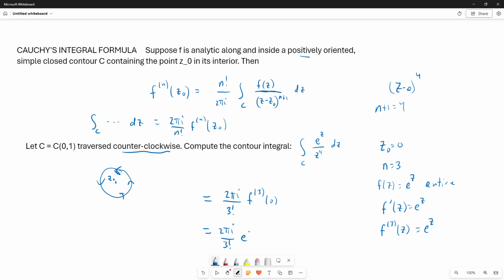We have to plug in the number z0, which is 0 in this case. And e to the 0 is 1. So simplifying, this is 2 pi i over 6, or pi i over 3. The value of the integral is pi i over 3, thanks to Cauchy's integral formula.